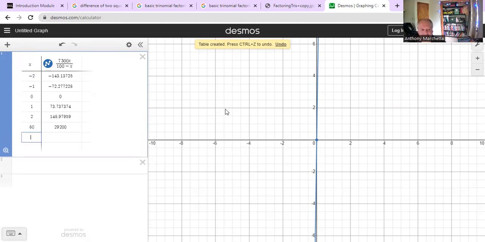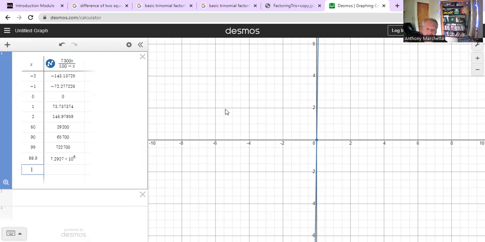At 80, the figure is 29,200. At 90, the figure is 65,700. At 99, it's 772,700. Now you're getting close to 1 million. Let's do 99.9% of the pollution. Look how humongous the number is. That number is in the millions. It's 10 to the sixth.